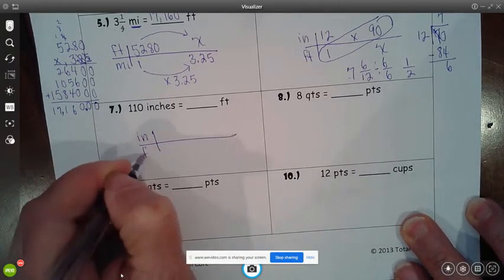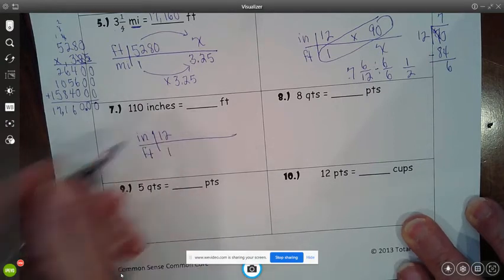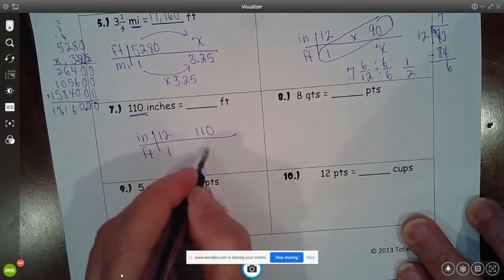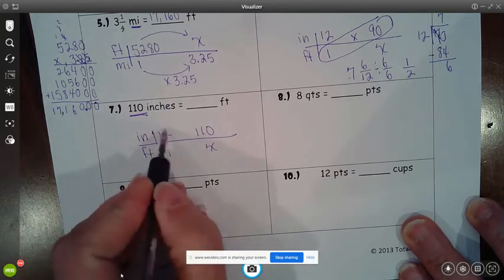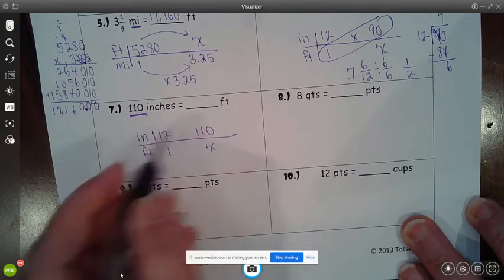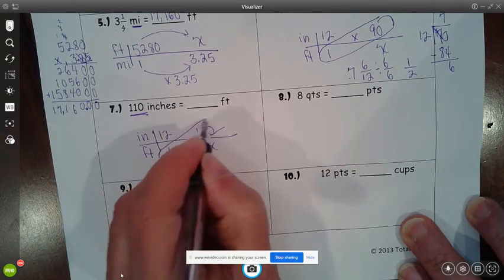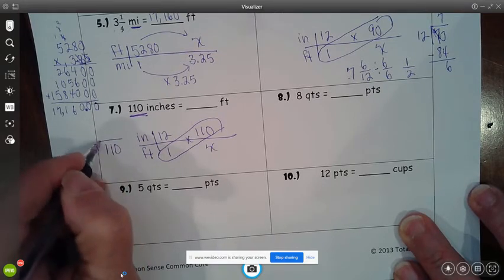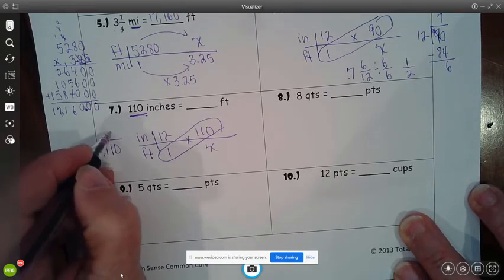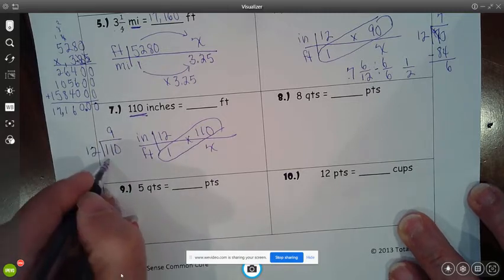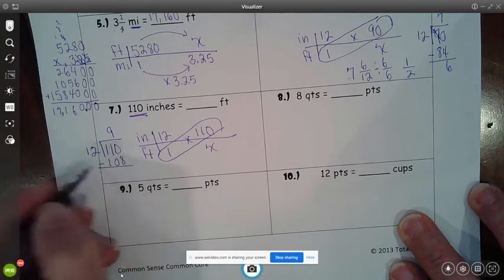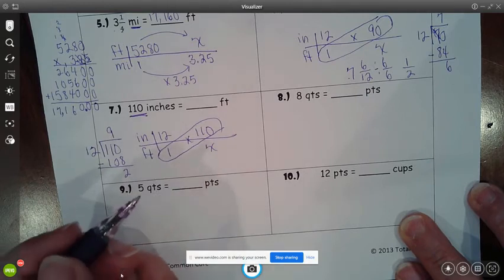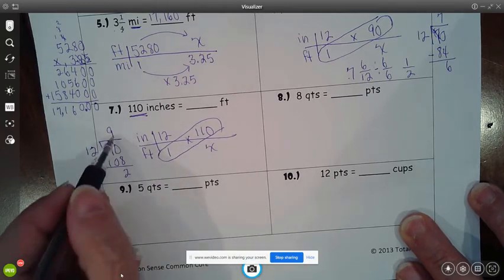Inches, feet, 1 foot, 12 inches. I have 110 inches and my unknown. Don't recognize the number to come for the scale factor here. So diagonal multiplication, divide by what's left. And I know that 12 times 9 is 108. And that's 2 away, so subtract, you get a 2. So it's going to be 9 and 2/12.